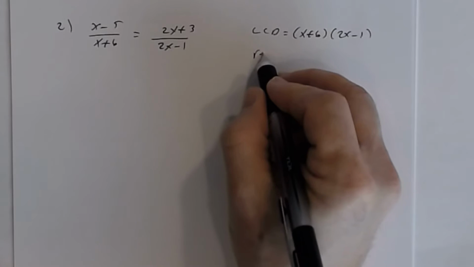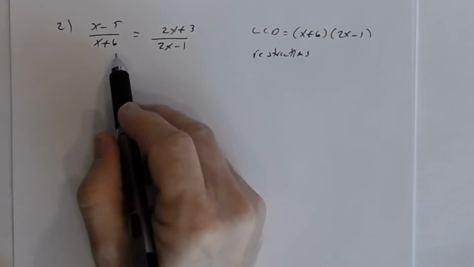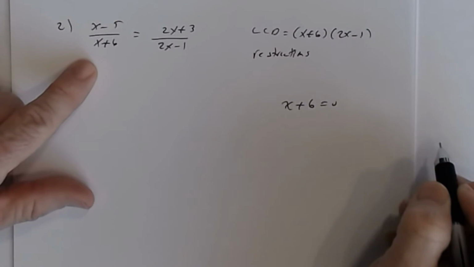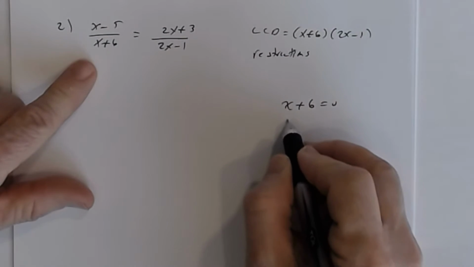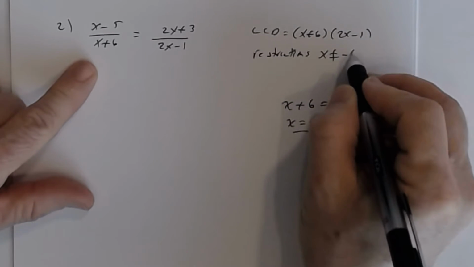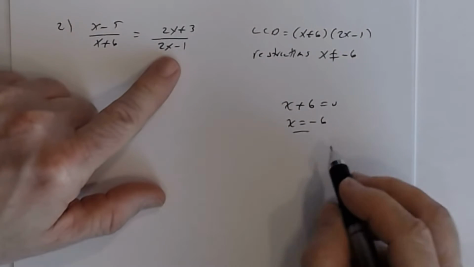Now we've got to find the restrictions. Remember, you cannot divide by 0. So you have to ask yourself, where is x plus 6 equal to 0? Well, x plus 6 equals 0 when x equals -6. So that's one of your restrictions. X cannot equal -6.